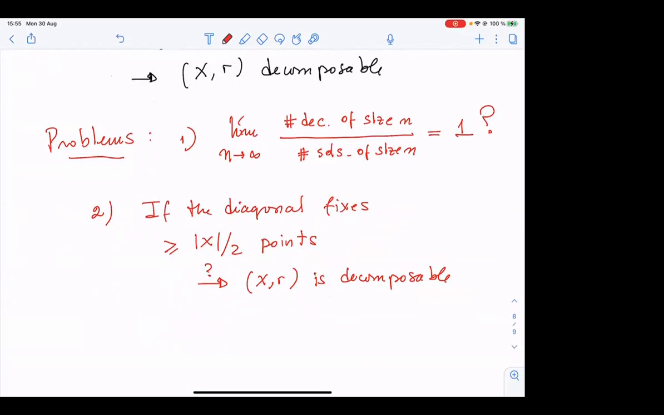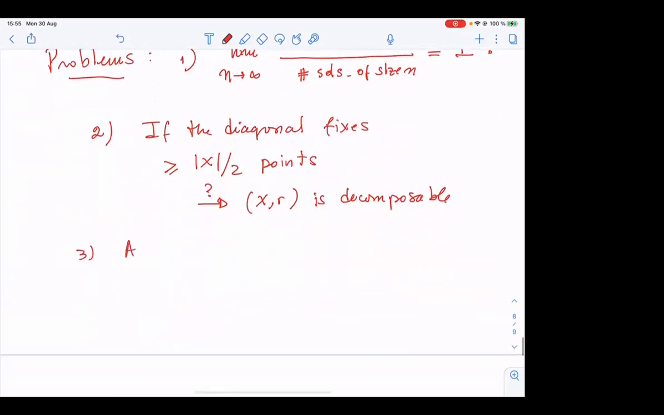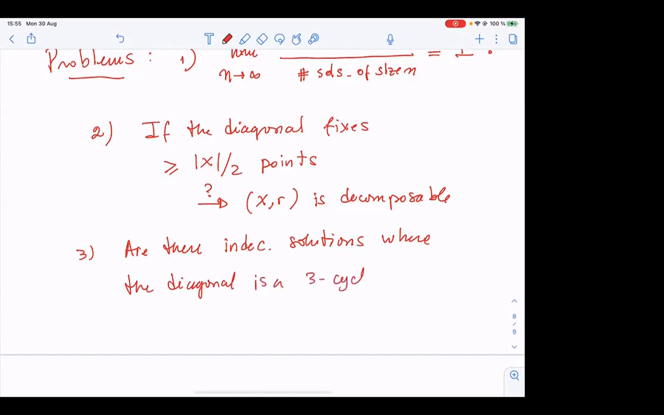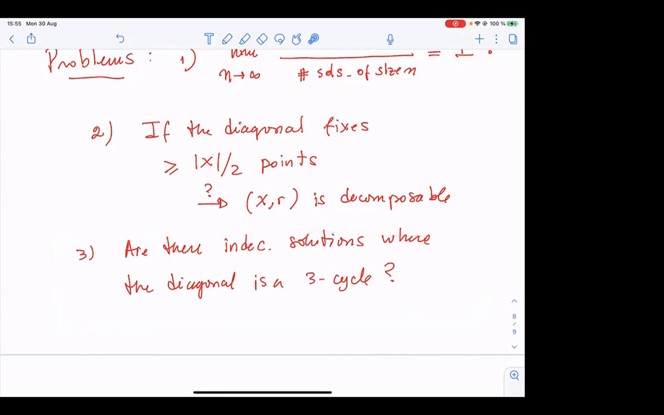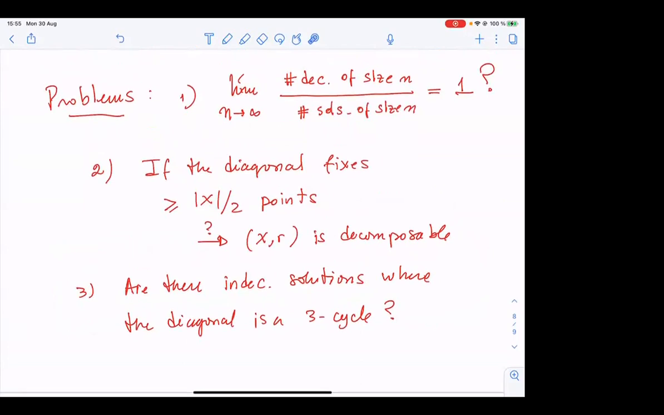And one more: are there indecomposable solutions where the diagonal is, say, a 3-cycle? Again, of course, this is related to the previous problem, but maybe one can start here, right? Or something like this. Well, I think that this is essentially what I wanted to say. Thank you.